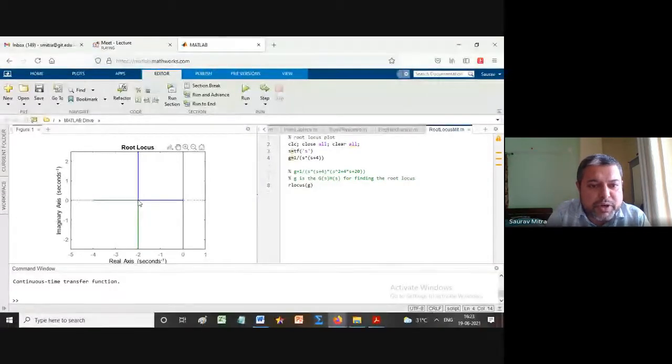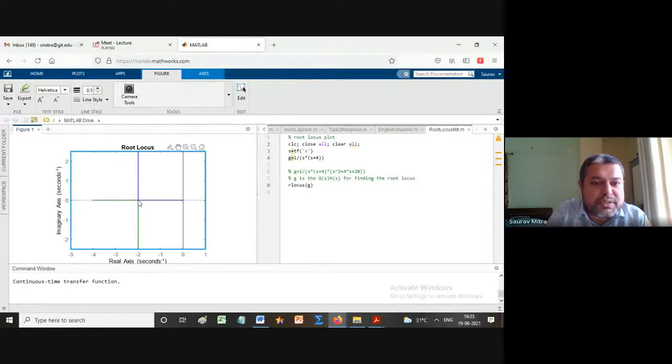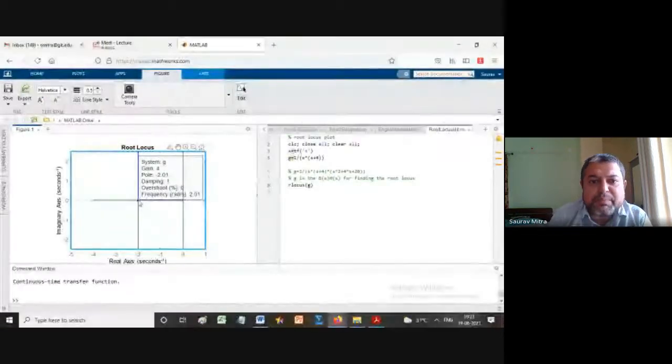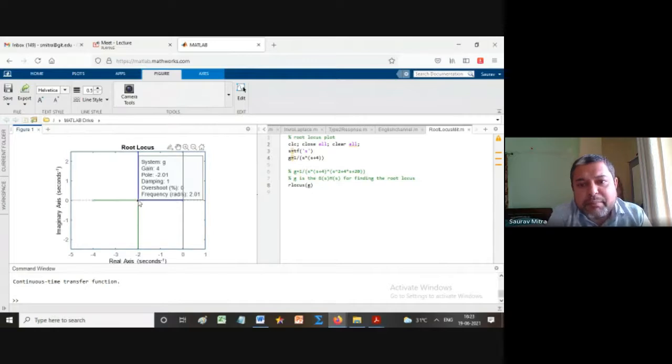And how much is this point? Click there, and it should show us the value. The value shows overshoot, damping, system G, everything. Can you see damping 1? Yes, sir. What is meant by damping 1? That means it is critically damped. So I told you that at the breakaway point, damping is equal to 1.